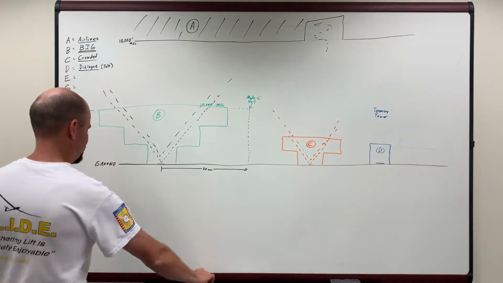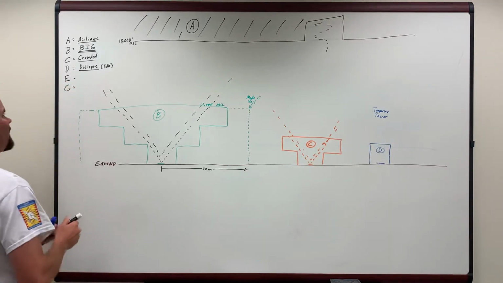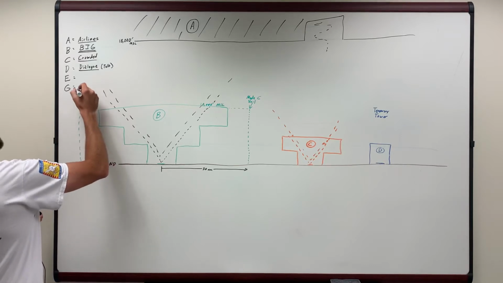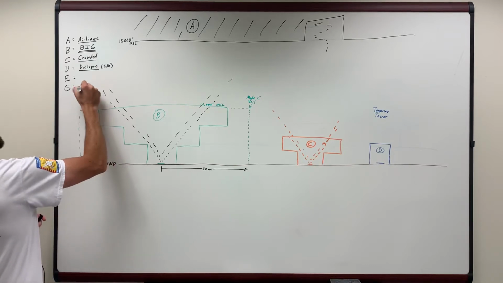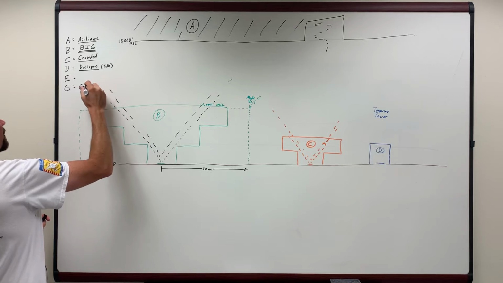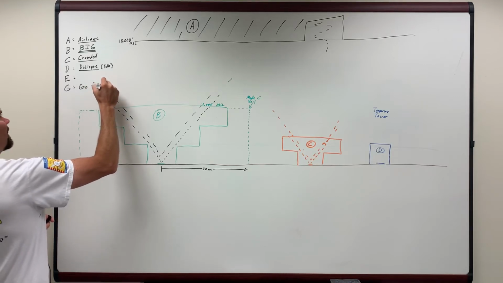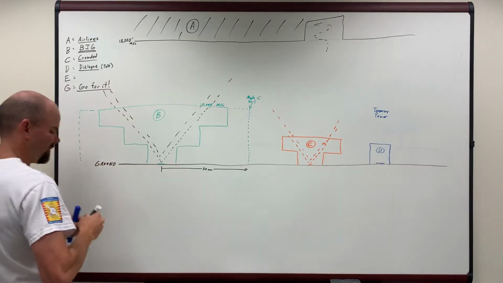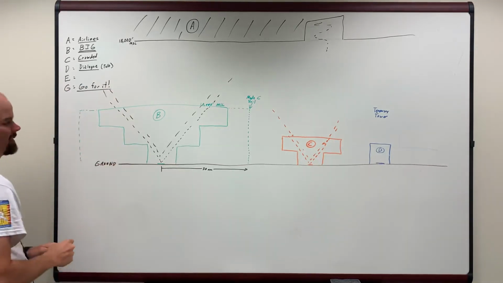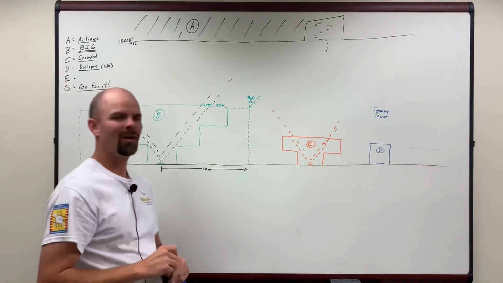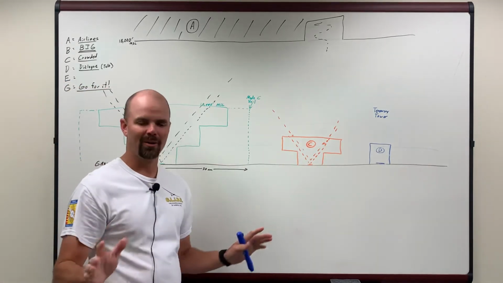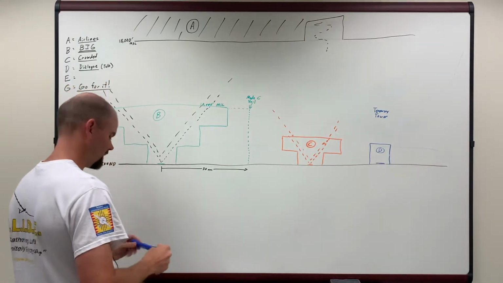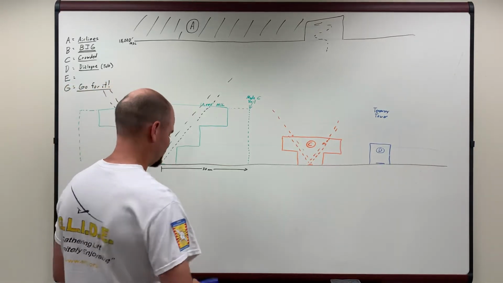Class Echo. We're actually gonna skip Class Echo for a second and go to Class Golf, and I'll show you why. So Class Golf is typically referred to as go for it. Class Golf is kind of an anything goes. Class Golf is uncontrolled airspace. Uncontrolled.